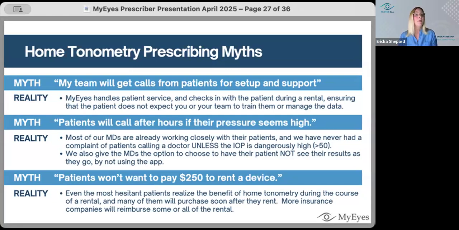I say this to people all the time: when I had the tonometer at home, I thought, this is incredible. I can check my IOP anytime I want. And this is just in 1 week. Sending it back to MyEyes was like saying goodbye to a friend. It was hard to let it go. But then I thought, you know what? I should buy one of these.